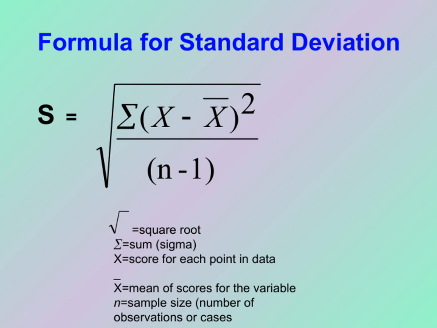Finally, N is the sample size, or the total number of observations or cases we're analyzing. By understanding this formula, we get a clear method for quantifying the variability within our data, which is essential for interpreting the overall spread and for making informed decisions based on our data analysis.